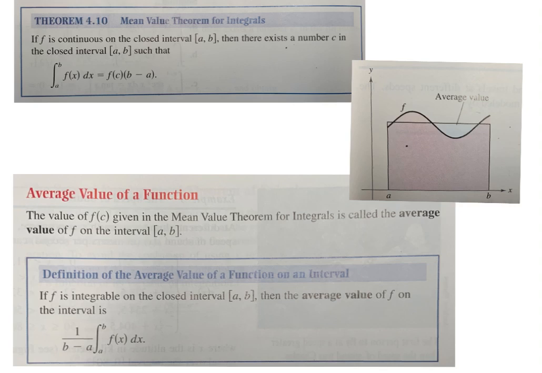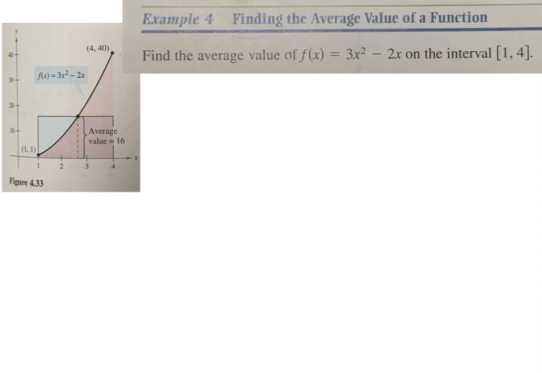So let's look at the example, finding the average value. It says find the average value, and they give us the function 3x squared minus 2x, and they want us to do it on the interval 1, 4. So they don't want the actual number of the definite integration. They want the average value. And so we're going to use that 1 over b minus a, integral from a to b of the function.